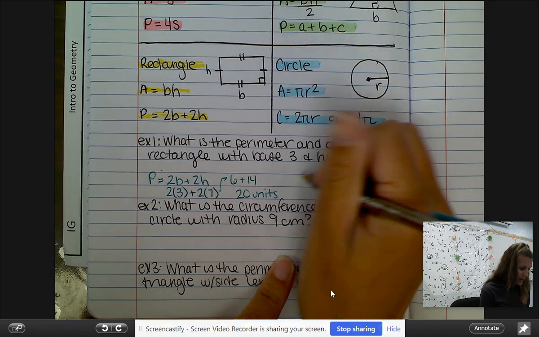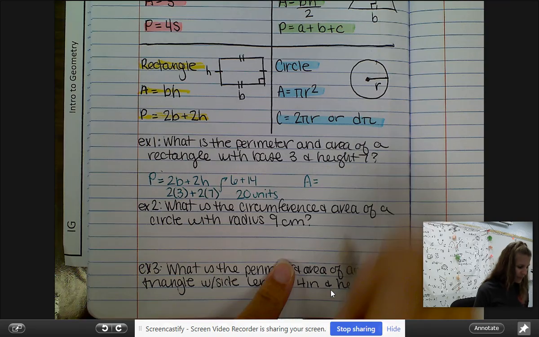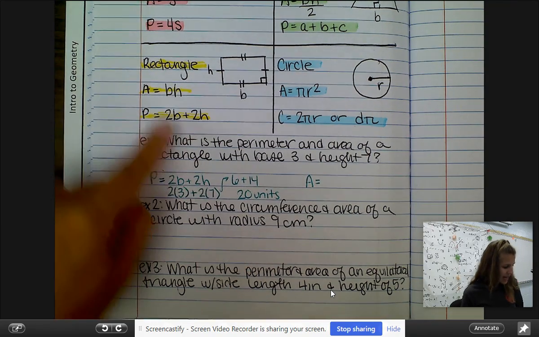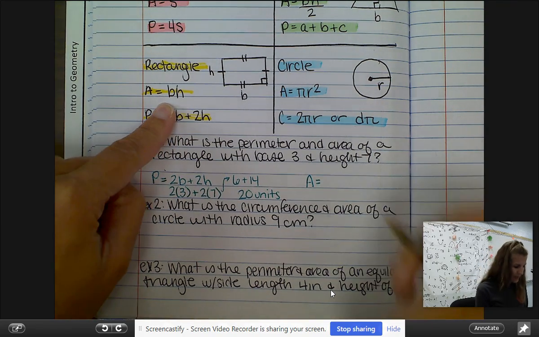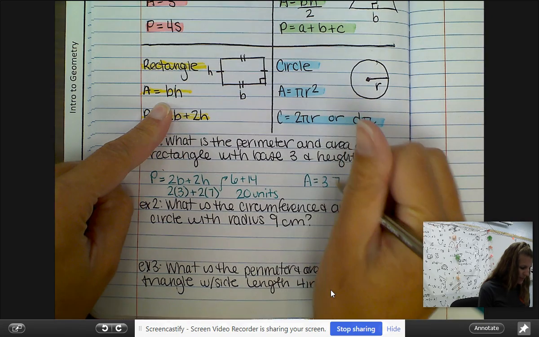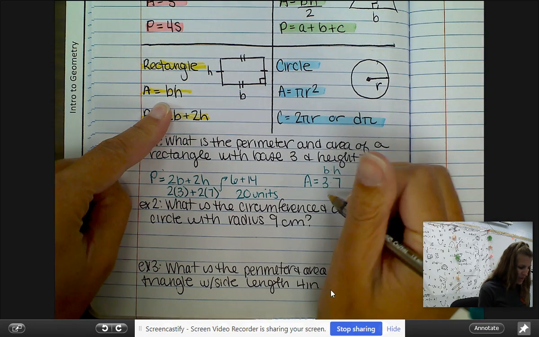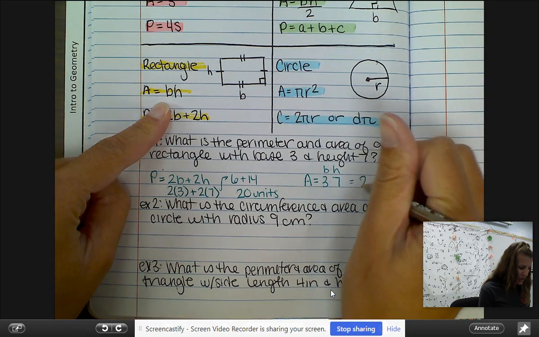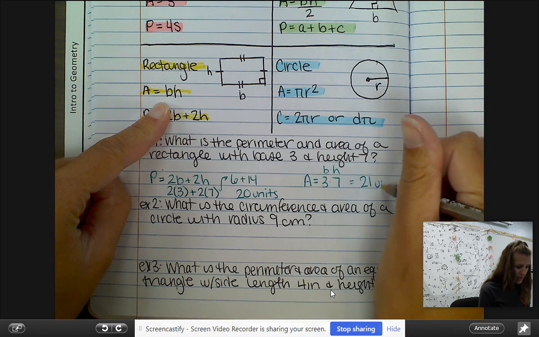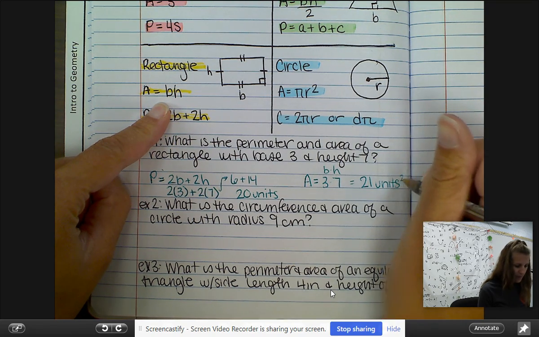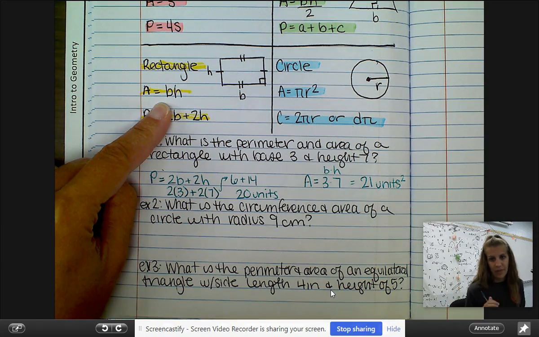Then we want to find our area. So area of a rectangle is base times height. So 3 times 7, base times height. So my area here is 21 units squared. Easy, easy.